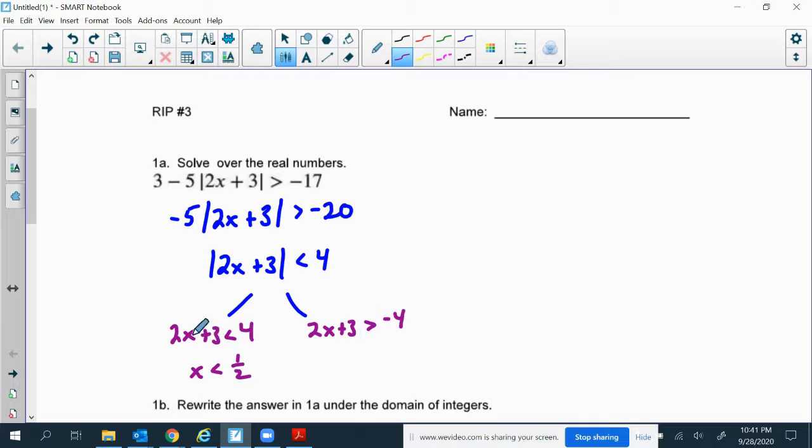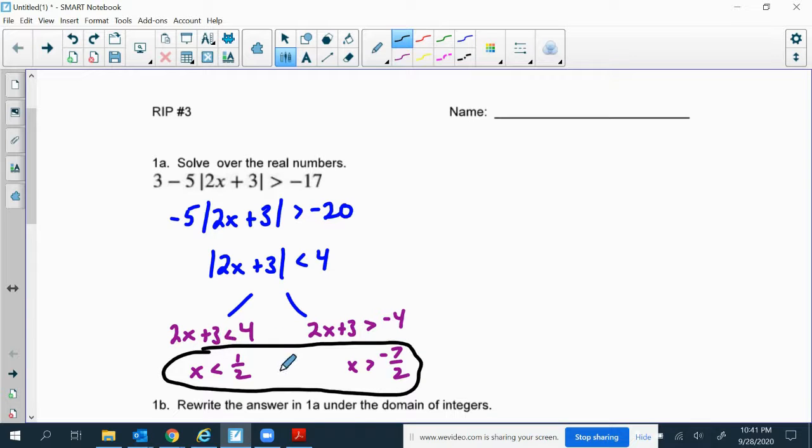Subtract 3, divide by 2, and then subtract 3, divide by 2 here, and get x is greater than negative 7/2. Most people got to here. Some people made some mistakes algebraically in certain spots, changing this to a minus sign or something like that. Most people did a good job. A lot of people stopped here and just left it like this and assumed that we know what that means. We don't actually know what this means.